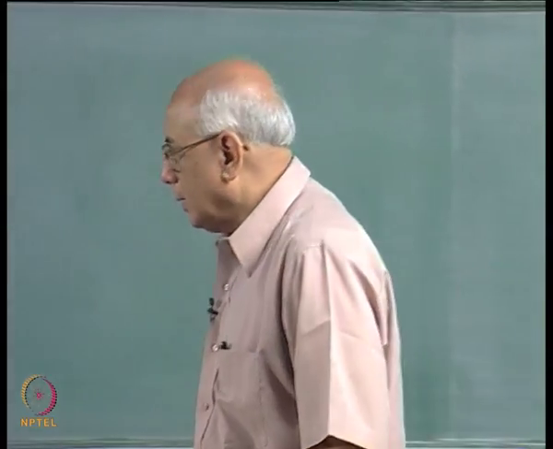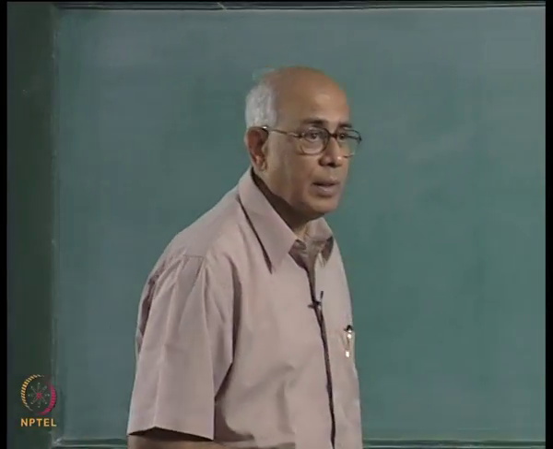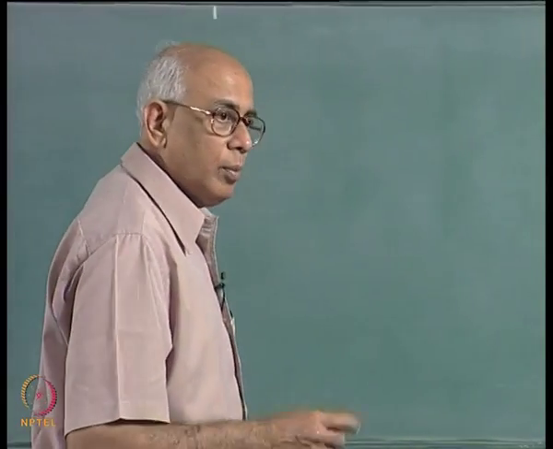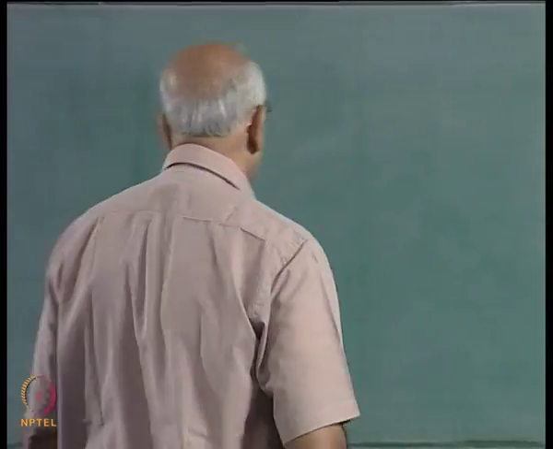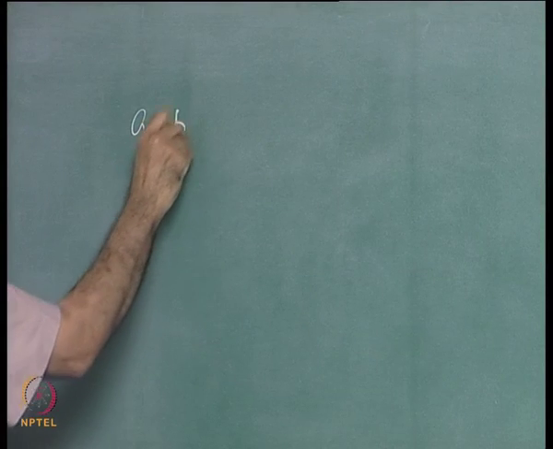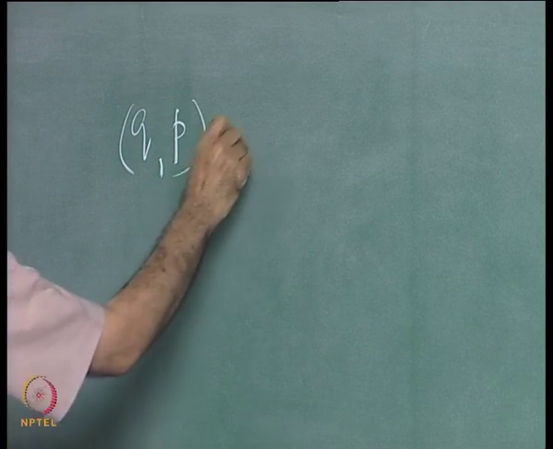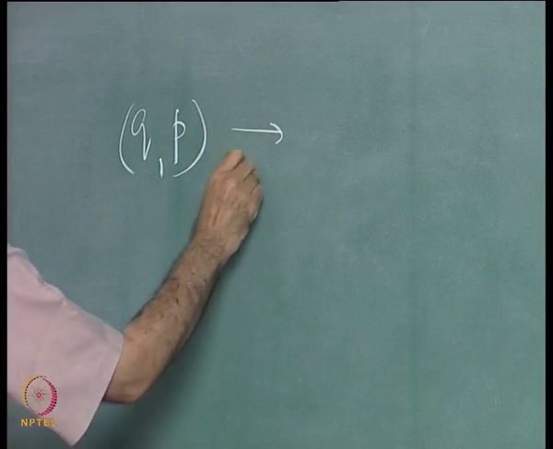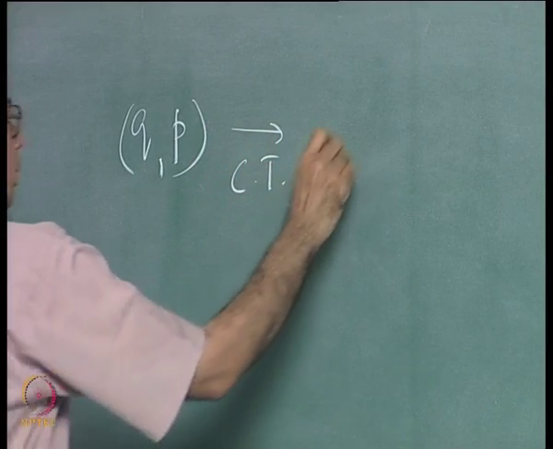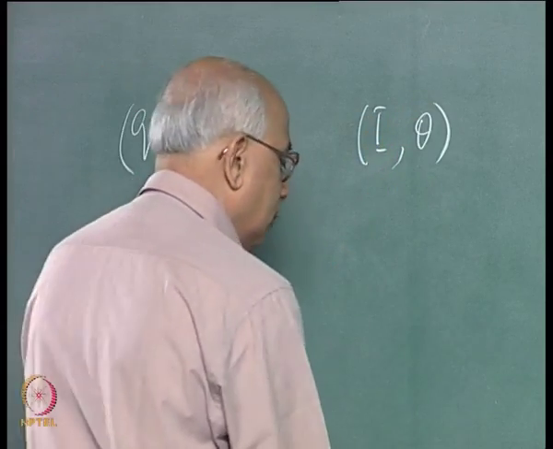Okay. The question asked is about the action on a homoclinic orbit, I believe. First, let's go back and look at what we meant by the action. Recall that we started with the Hamiltonian system with variables Q's and P's, and then we made a canonical transformation of variables, which took us to a set of variables thetas and I's.